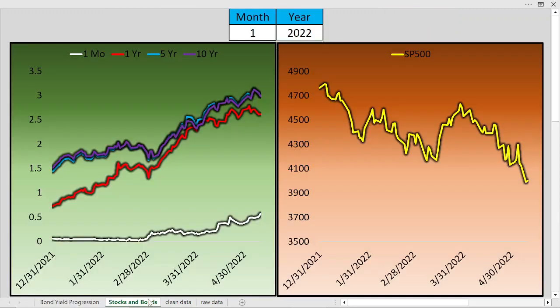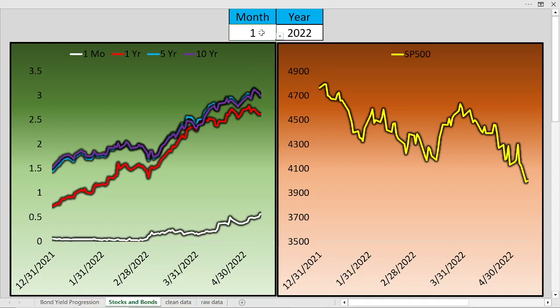Also, let's take a look at the following green chart on the left-hand side. That shows us the bond market. This is starting out January of 2022. The white line is a 1-month bond. The red line is the 1 year. The light blue line is the 5-year, and the purple line is the 10-year. On the right-hand side, that's what the S&P 500 looked like at that period of time. And this chart shows us about 3 months of data. So the beginning of January 2022 through April, and the same scale on the right-hand side.